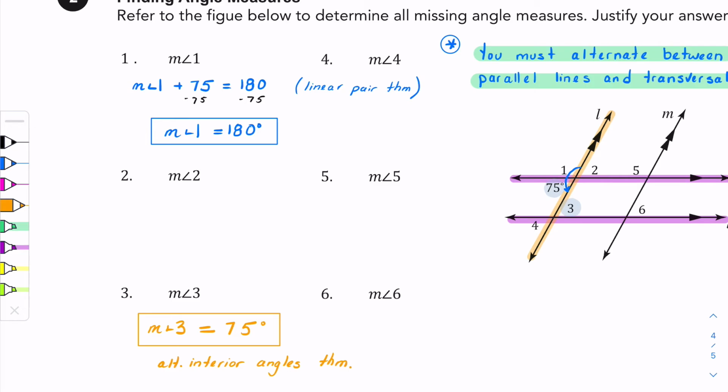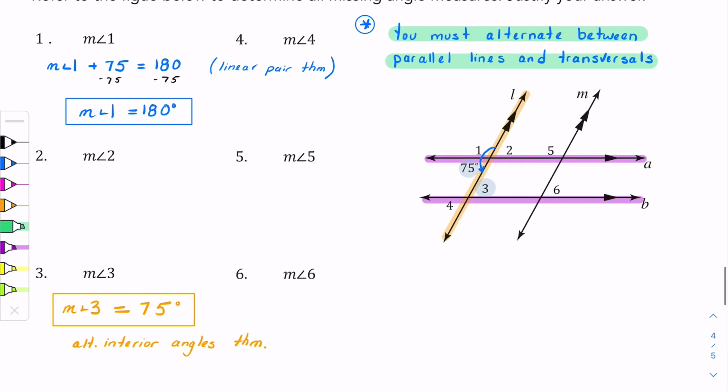So here we're going to have to switch things up. Angle 5 is over here. It does not fall between the transversal I have highlighted in orange and the 2 parallel lines I have highlighted in purple. So that's a problem because it's not on our current diagram. We basically forgot that line M even exists. So now I need to switch what I'm using as my parallel lines and what I'm using as my transversal.